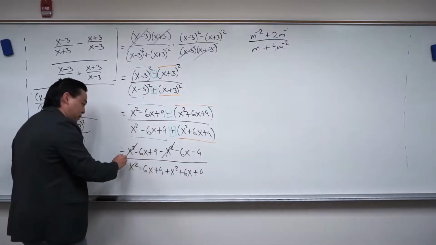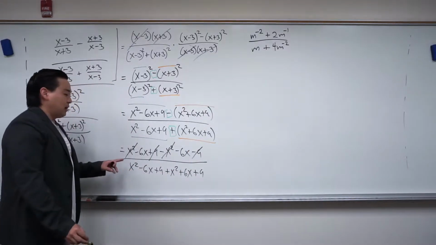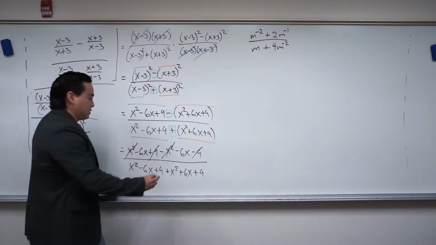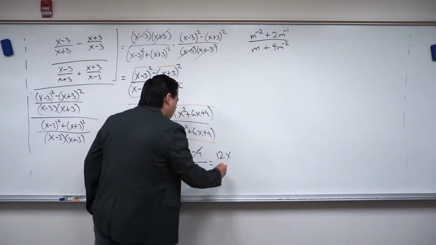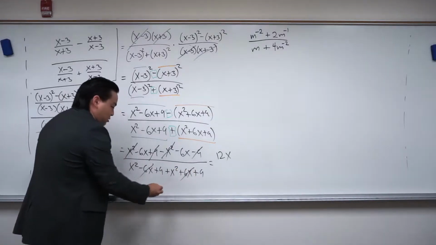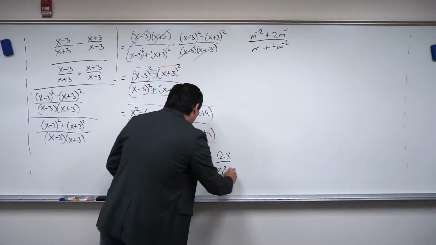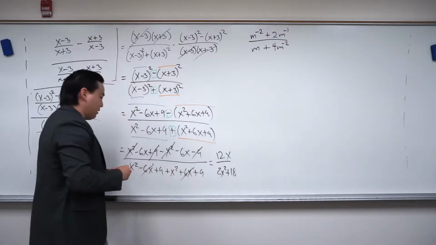So this one and this one cancel. The 9 and the minus 9 cancel. And so the numerator is left with minus 12x. The bottom part, the x's cancel. And I'm left with, on the bottom, 2x squared plus 18.